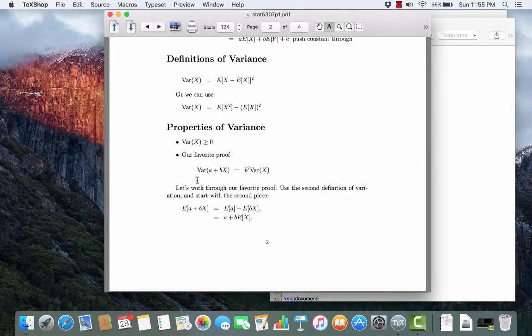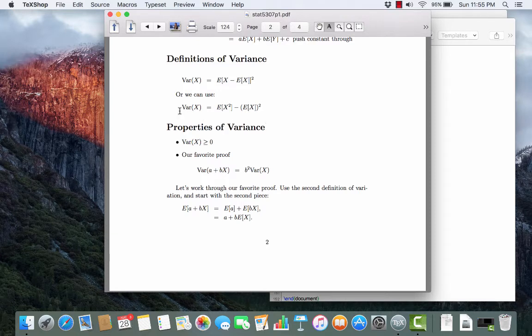So we know that the variance of a plus bx is going to be equal to b squared variance of x. All right? And if I were a student, and I am, I would know how to do that, because this is going to rear its ugly little head on the midterm. Woo. All right. So to solve this, or this is a way to solve it, what I did was take the second definition.